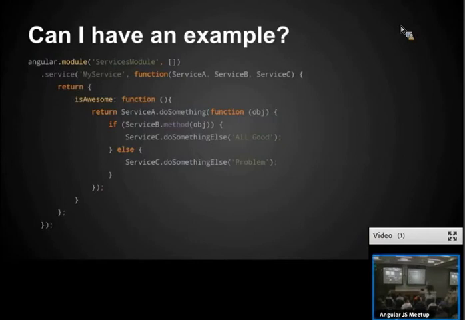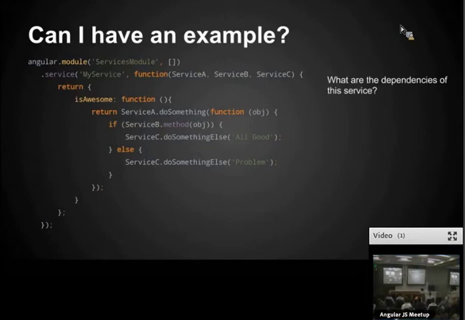So here's an example. This is a service called MyService. It has one method called isAwesome, and it does some stuff and returns a Boolean value if indeed that thing is awesome or not. Can anybody tell me what the dependencies of this service are? Service A, B, and C. Thank you. All right, service A, service B, and service C.